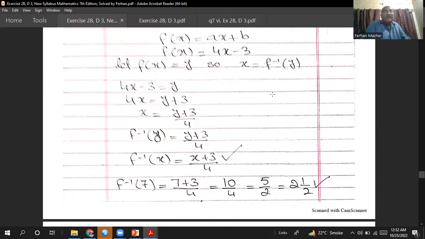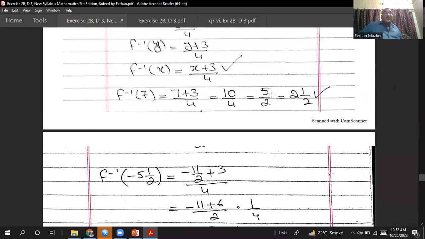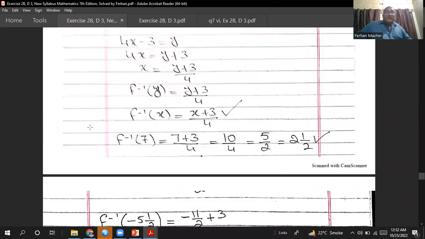So x can be substituted with f inverse of y, which equals y plus 3 by 4. So the y will be replaced with x. So you will have f inverse of x is equal to x plus 3 divided by 4. And so the next question they will ask us is find out f inverse of 7. Now I have the inverse formula. So it will be 7 plus 3 divided by 4. It will be 10 by 4. So it will be 5 by 2. So that will be 2 whole 1 by 2.